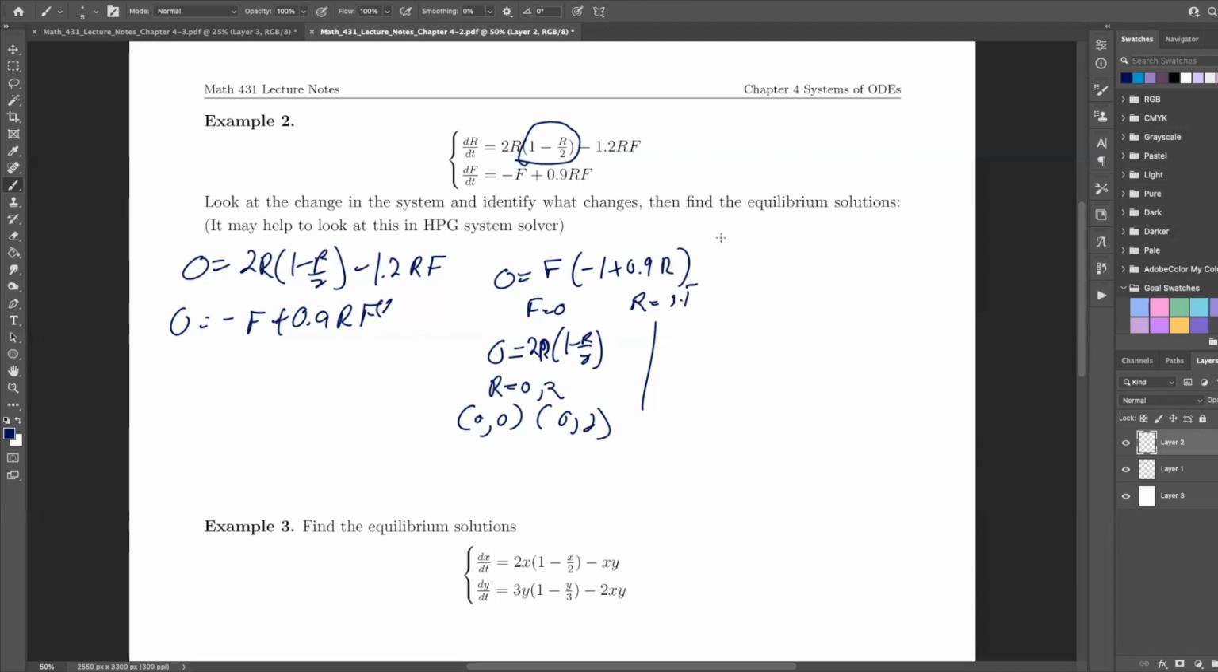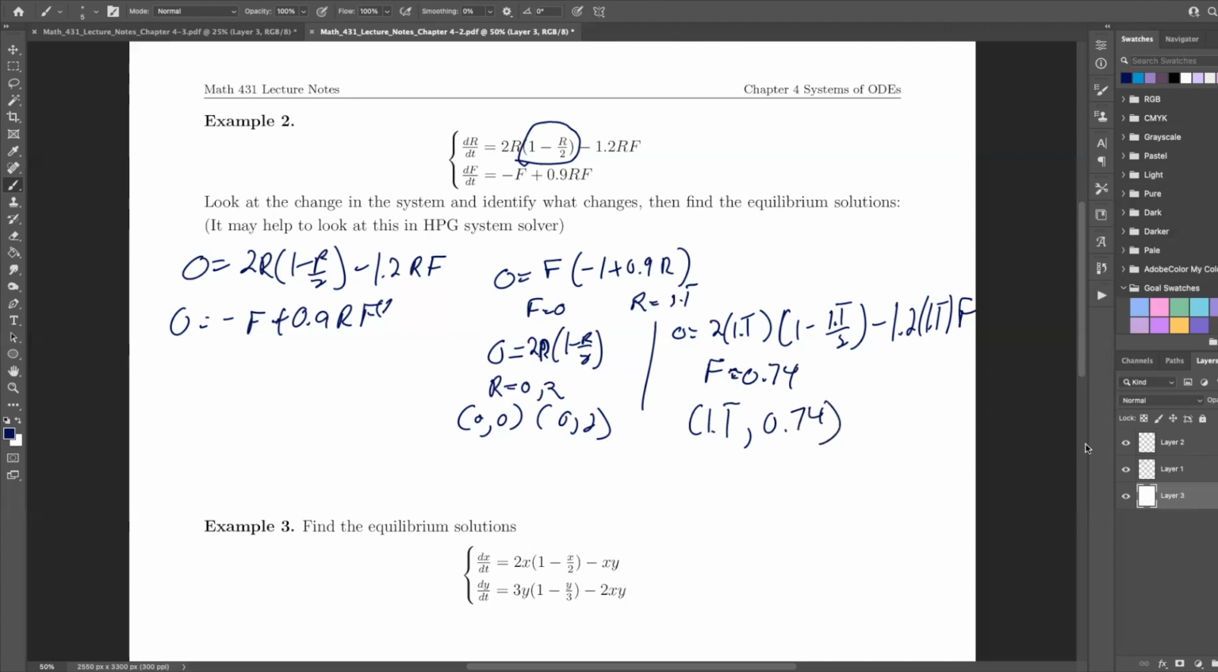And then the other equilibrium point, if I have r equal to 1.11 repeated, so 0 equals 2 times 1.11 repeated times (1 - 1.11 repeated/2) minus 1.2 times 1.11 repeated times f. You solve for f, you're going to get f equal to roughly 0.74. So we have the 1.11 and then we have the 0.74. Okay, so let's look at this again on our little happy system.